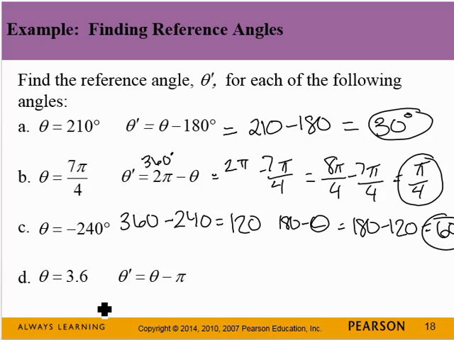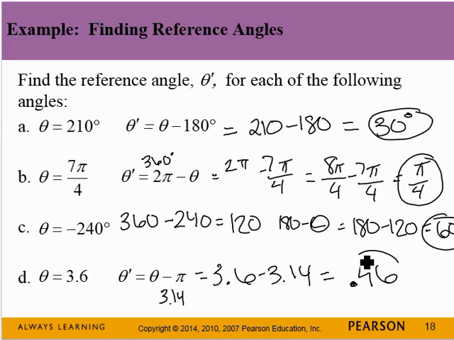So here we have a decimal. When you have the decimal, you want to think pi is really 3.14. So we have 3.6 minus 3.14, which should give you 0.46.